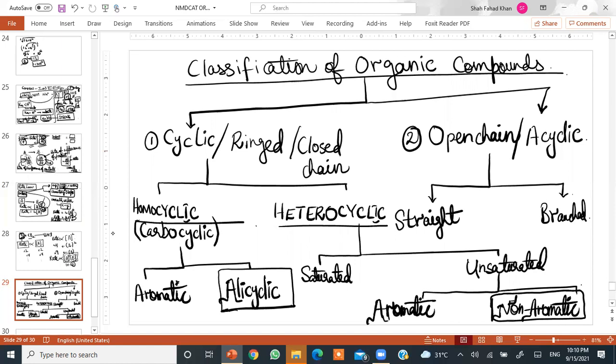But this is the entire classification of organic compounds. Okay, they may be cyclic or ring, closed chain or open chain. Okay, the open chain are pretty simple. They are just straight or branched. The closed chain, on the other hand, are homocyclic or heterocyclic. Homocyclic means having the same atoms, actually carbon atoms in the ring, whereas heterocyclic means having more than one types of atoms in the ring.